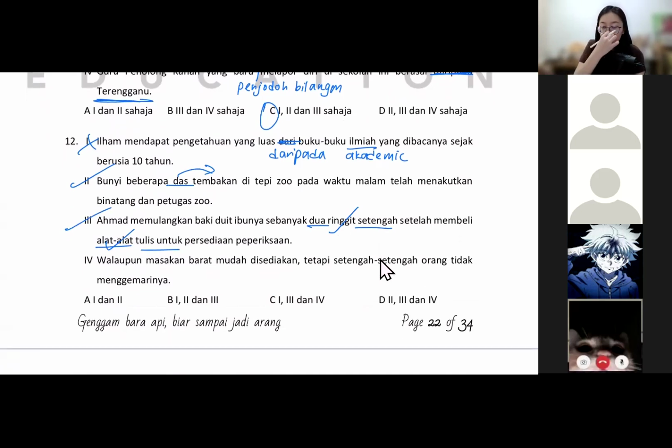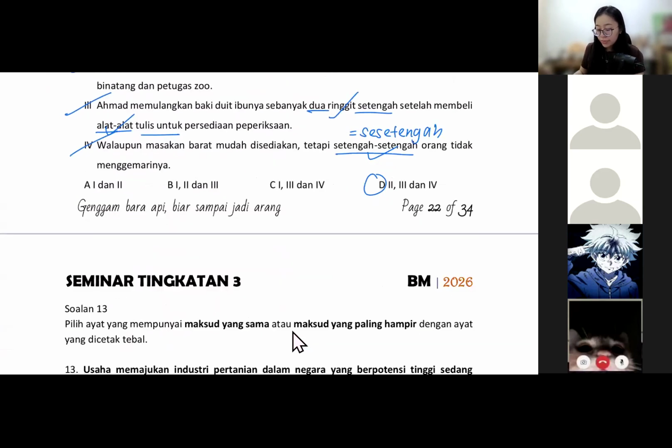Now, number 4. Walaupun masakan barat mudah disediakan, even though the western foods is very easy to prepare, tetapi setengah-setengah orang tidak menggemarinya. Is this one correct or wrong? This one actually is correct because setengah-setengah is equals to sesetengah. They always come out this type of question to make you confused. You thought that, oh, actually it's a half-half people. No, this one is a part of people. Setengah-setengah equals to sesetengah. So answer is 2, 3, 4.